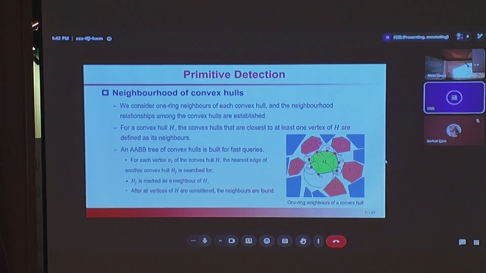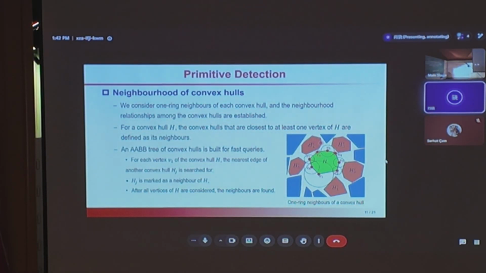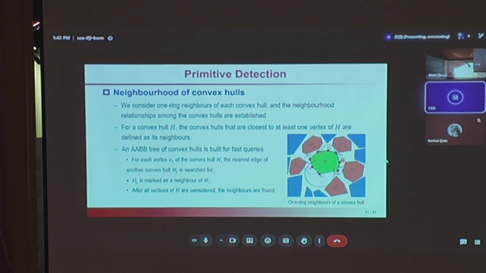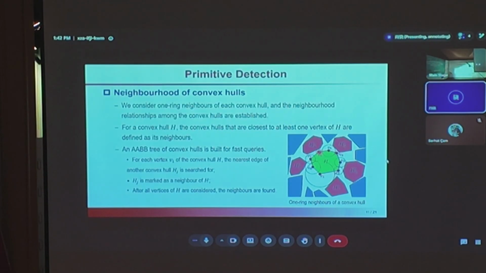So we first need to create the neighborhood relationships around this convex hull. How to do it? For a given convex hull, its neighbor hulls are those that are closest to at least one of its vertices. So for each vertex, we can find a neighbor hull.